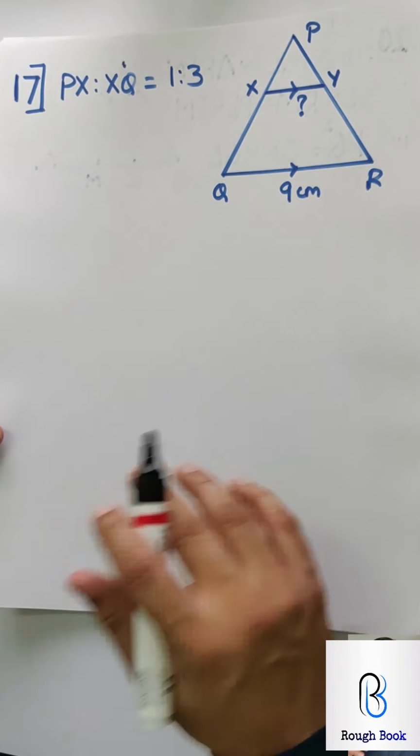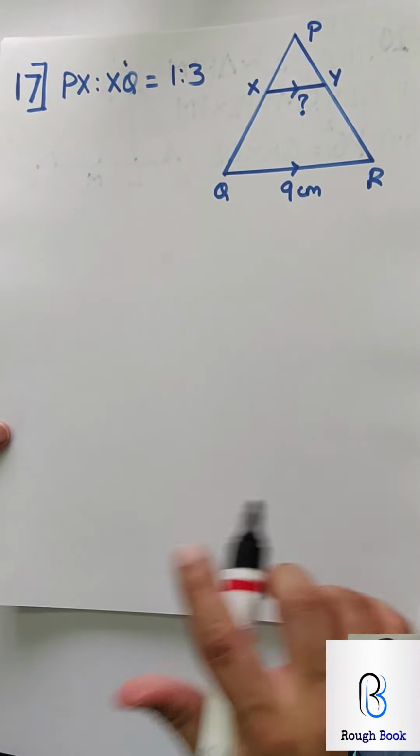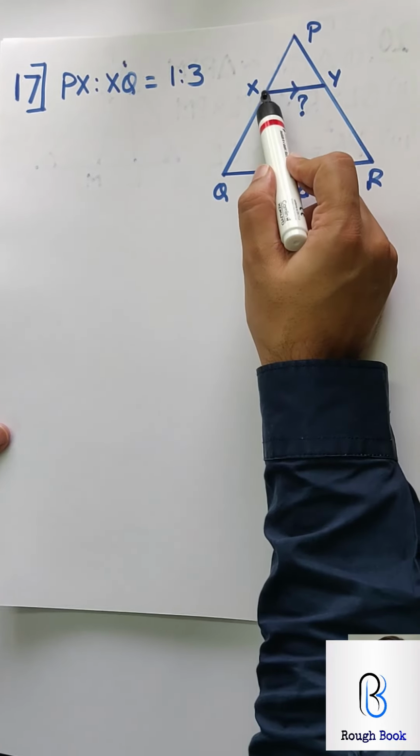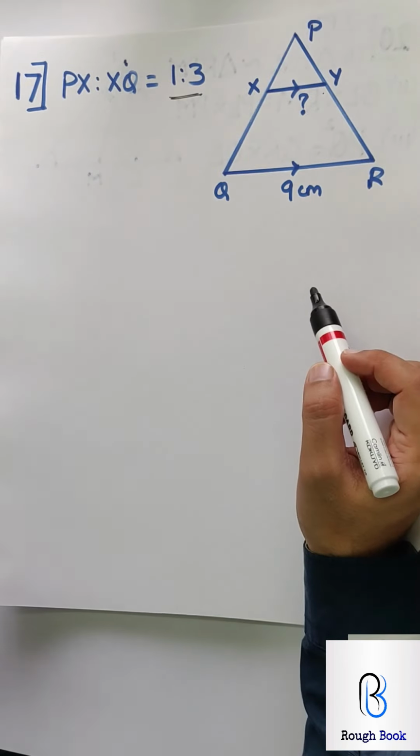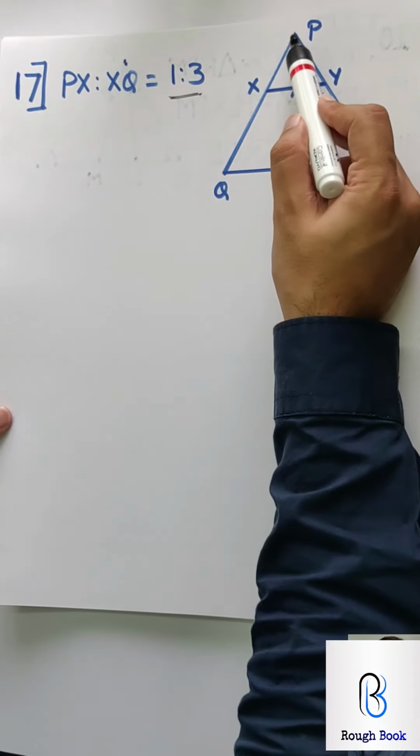The 17th one is damn simple. You will not need my help at all, and most of you should get it. They say PX upon XQ is 1:3. XY is your question. QR is 9 given to you. Damn simple, isn't it? Come on, pause, do it. If you don't get it, come back.